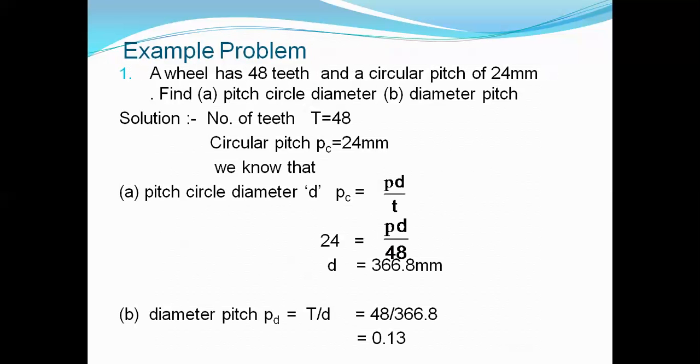Example problem. A wheel has 48 teeth and circular pitch 24 mm. Find pitch circle diameter and diametral pitch. We know circular pitch PC is equal to pi D by T. PC is given as 24 mm, D is not given, teeth are given as 48. From that, D is equal to 366.8 mm, the diameter of the pitch circle. Next, PD is equal to T by D, the diametral pitch; we already have the formula. Teeth are 48, divided by 366.8. So PD comes to 0.13.